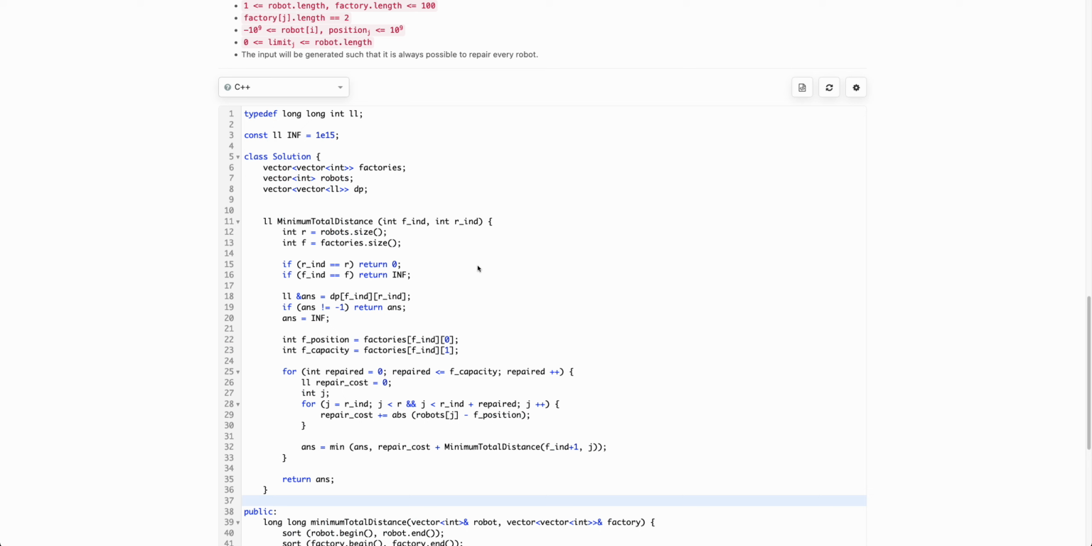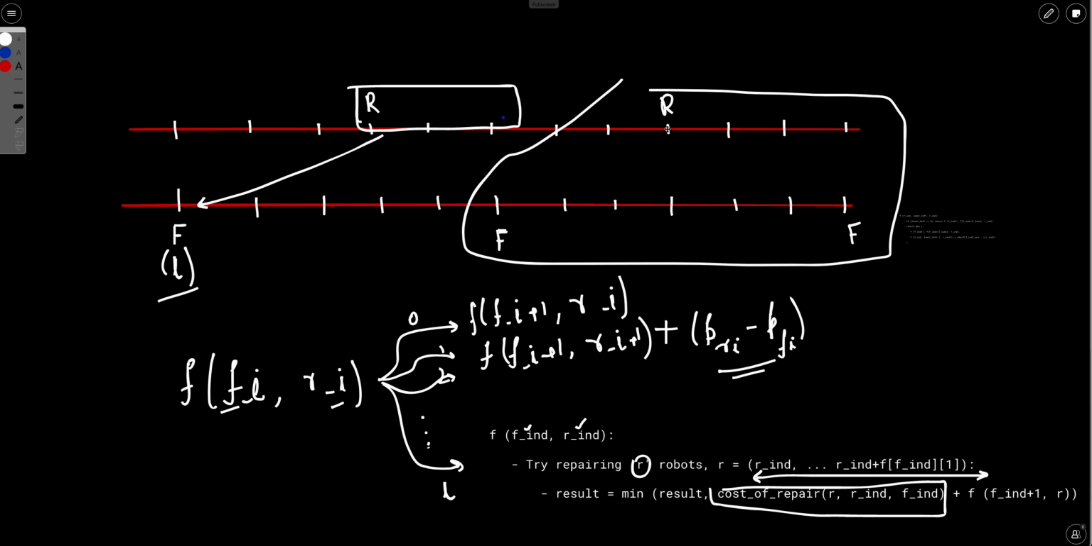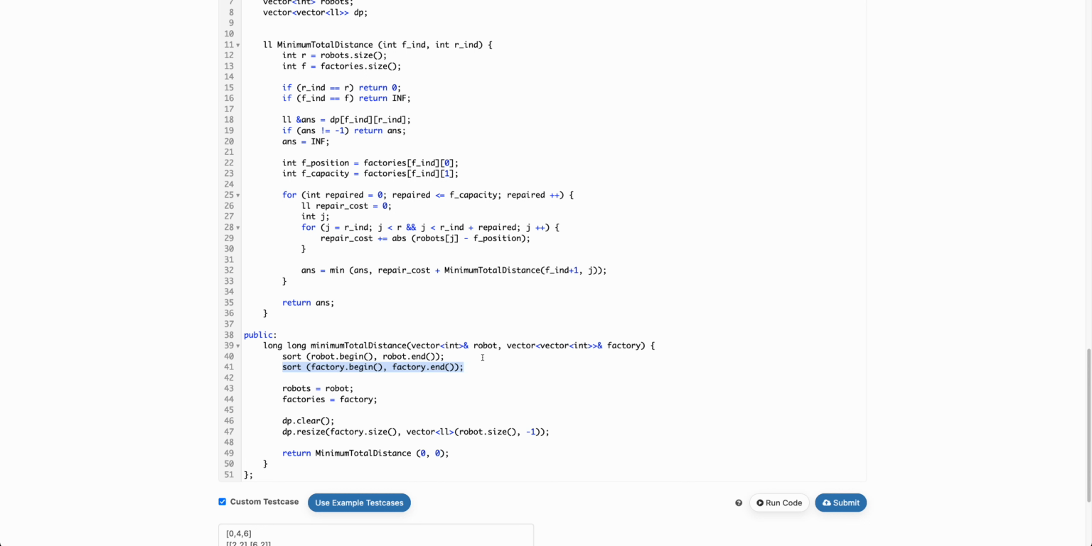So the code is again very similar to what we just discussed. We will sort the robots and sort the factories, because as discussed, we will not assign this robot to this and this robot to this. That is not optimal. We have already discussed that. So we sort these two and assign them in order. Now, these two are just global variables to make this recursion state clean, and this is the DP array.